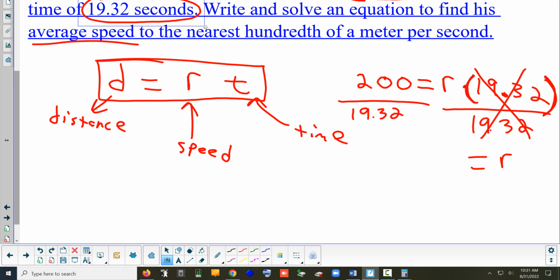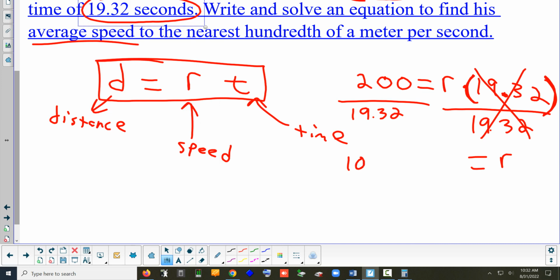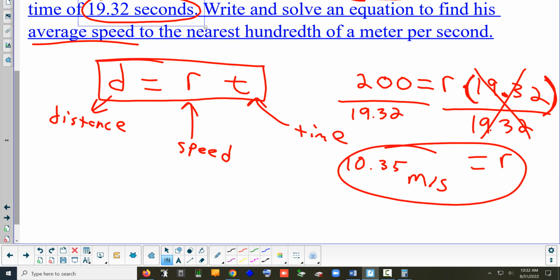and now we're going to need a calculator. So let's type that in. 200 meters divided by 19.32 seconds. That's about 10.35, if we round it. 10.35 meters per second.